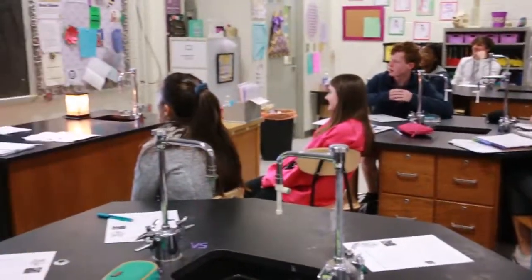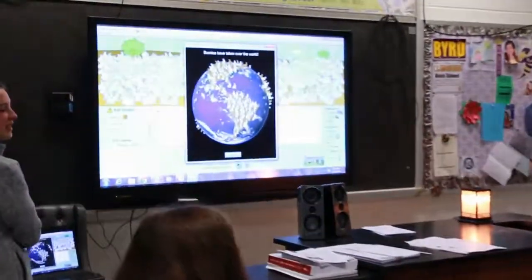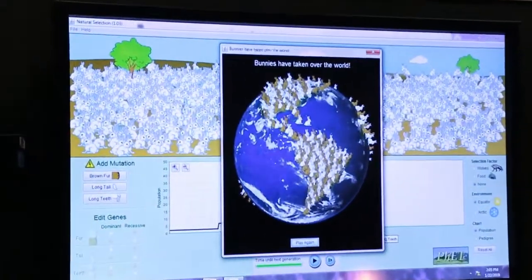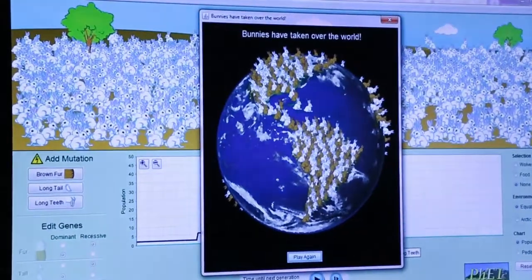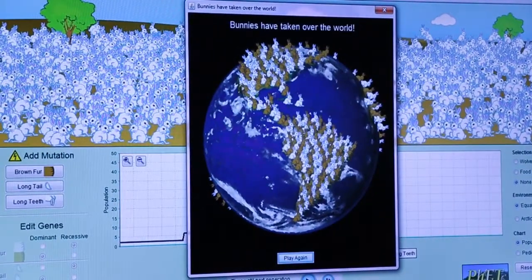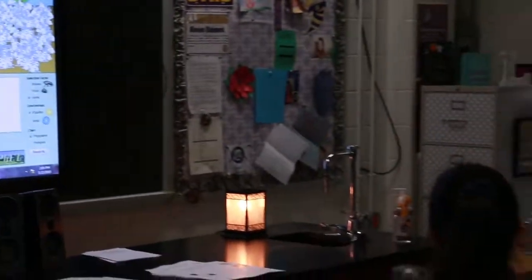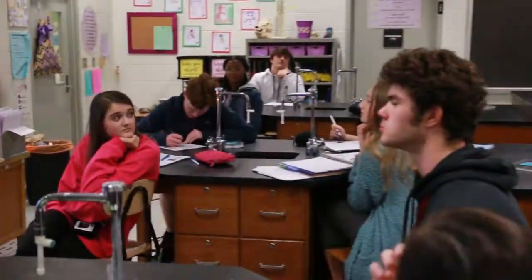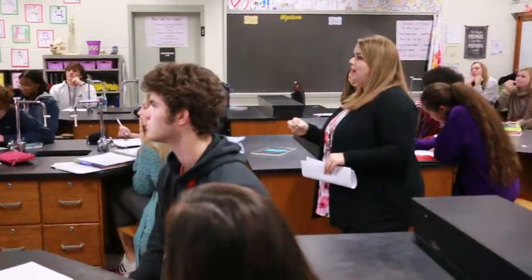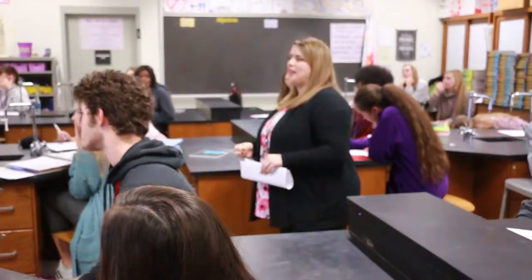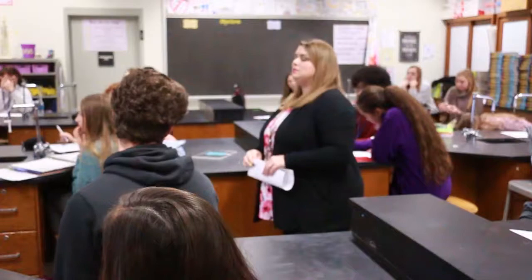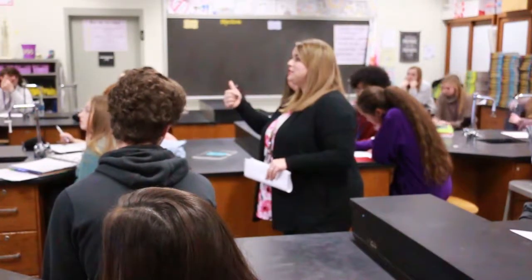Okay, now this is why I told you we need to talk about those selection factors, because it's not intuitive what that "none" really means. In a normal population, we would have had limited resources, right? But when it says the selection factor is none, what are we to assume from that? We have no predators?